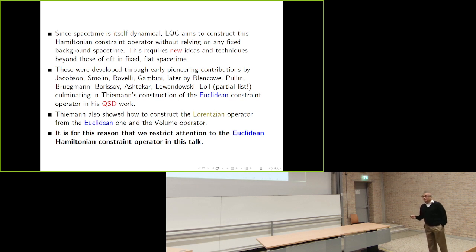And so all these efforts then culminated in Thomas Thiemann's construction of the Euclidean constraint operator in his quantum spin dynamics work. Thiemann also showed in that work that one could construct the constraint operator for the Lorentzian theory from the Euclidean constraint and the volume operator. And the volume operator we know is defined in LQG. This was a big theme of Hal's talk. And so the first step in this business is to actually focus on the Euclidean constraint operator, and then we can go and construct the Lorentzian one. And this is why I'm restricting my attention in this talk to the Euclidean Hamiltonian constraint operator.